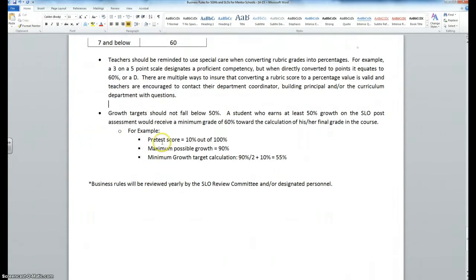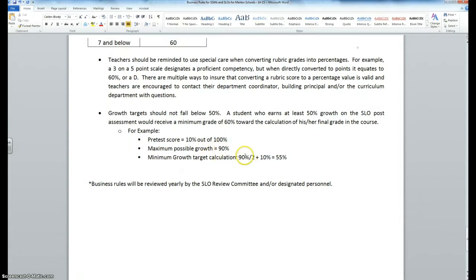There's one other method. It's called the Austin method because it's what's used in Austin, Texas. In this method, what you do is you take a student's pretest score and you subtract it from the total number of points possible. So in this case, let's say a student got a 10 out of 100 on the pretest. The maximum that student can grow is 90 points, right? That would be a perfect score on the post-test.